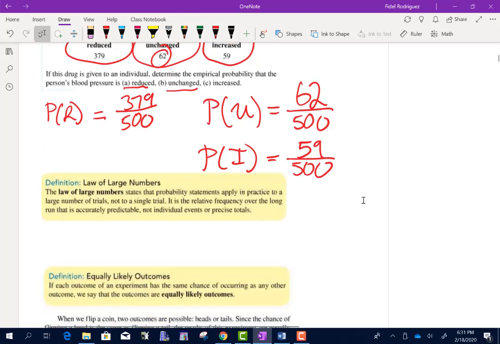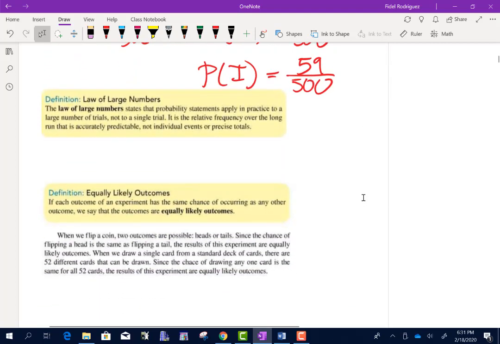All right. So the next thing here is the definition of the law of large numbers. It says the law of large numbers states that probability statements apply in practice to a large number of trials, not necessarily to a single trial. It is the relative frequency over the long run that is accurately predictable, not individual events or precise totals, okay? So, a perfect example of the law of large numbers.